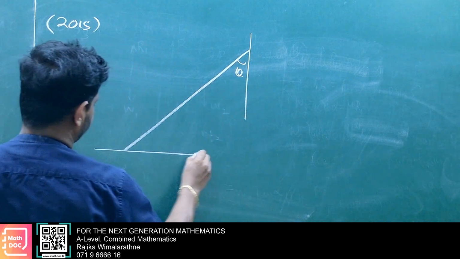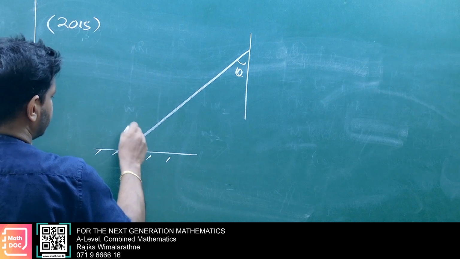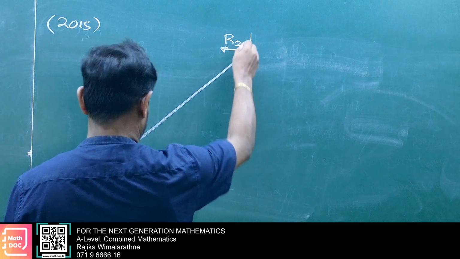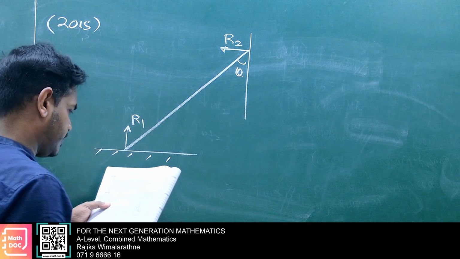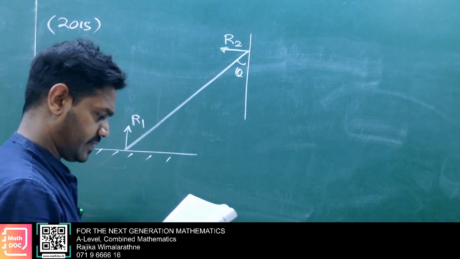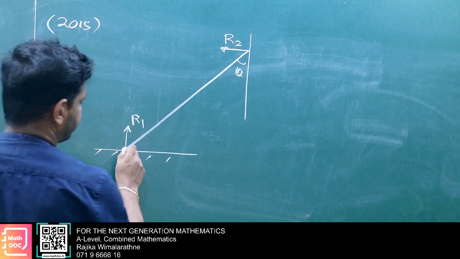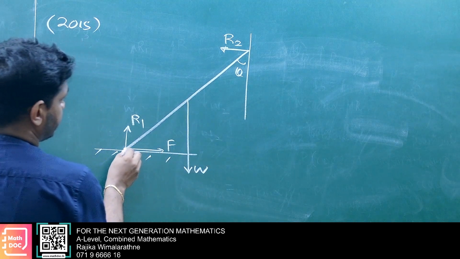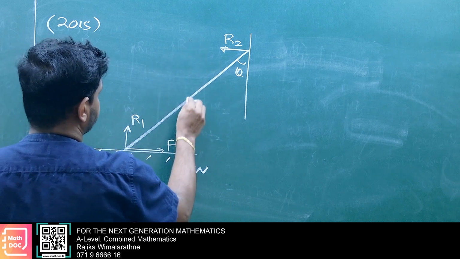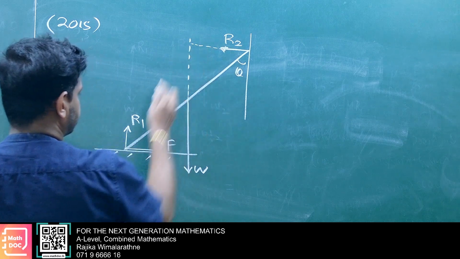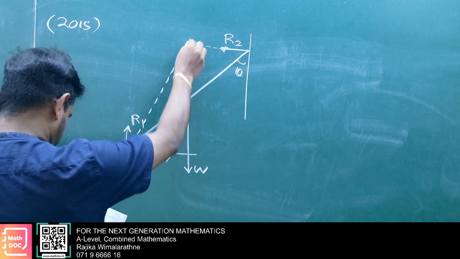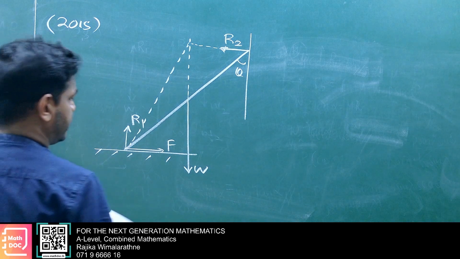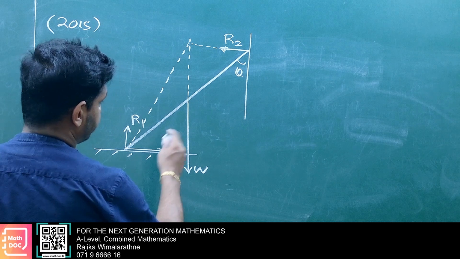Now here theta, here rough, reaction R1, here reaction R2. Then here take F, weight W. Then it is better to show the forces are concurrent. Here the forces are concurrent, no? Okay, then you try to find F and R.